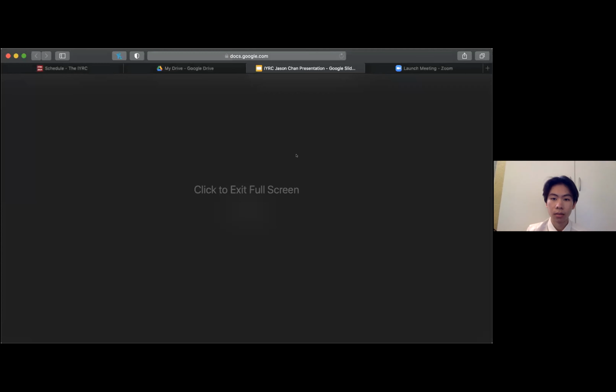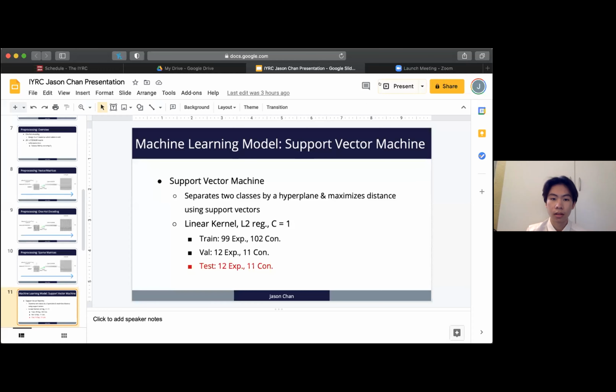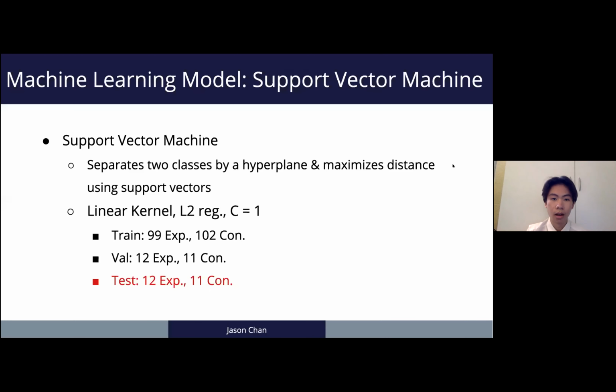Oh, sorry. Okay, sorry about that. Okay, so now we had the actual machine learning model.